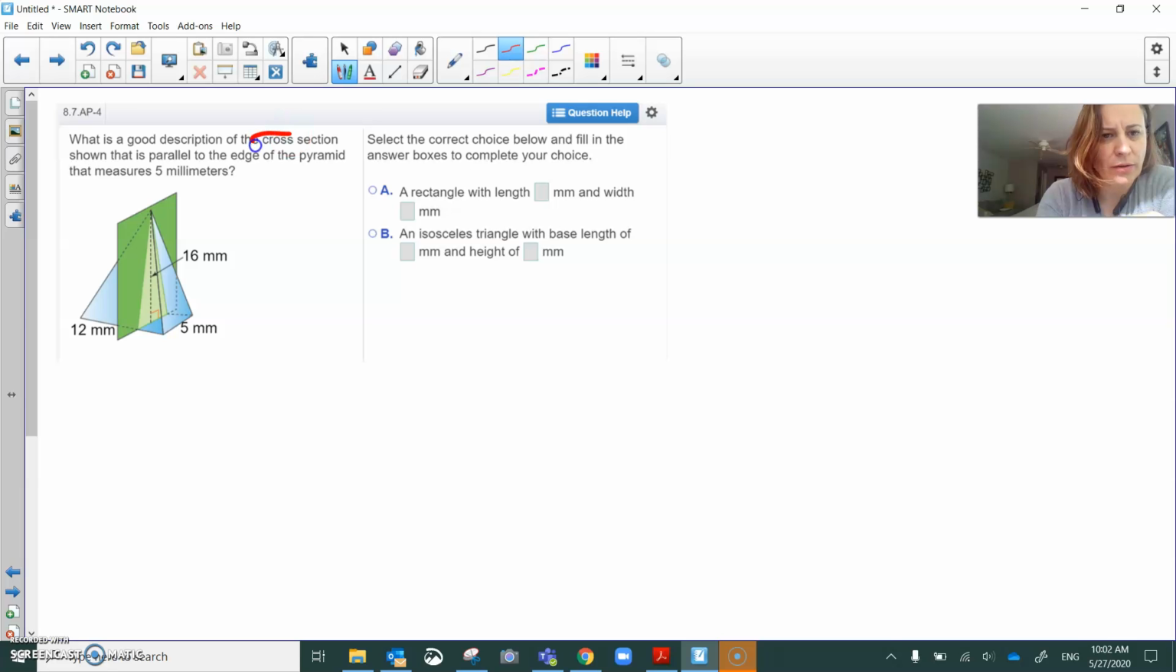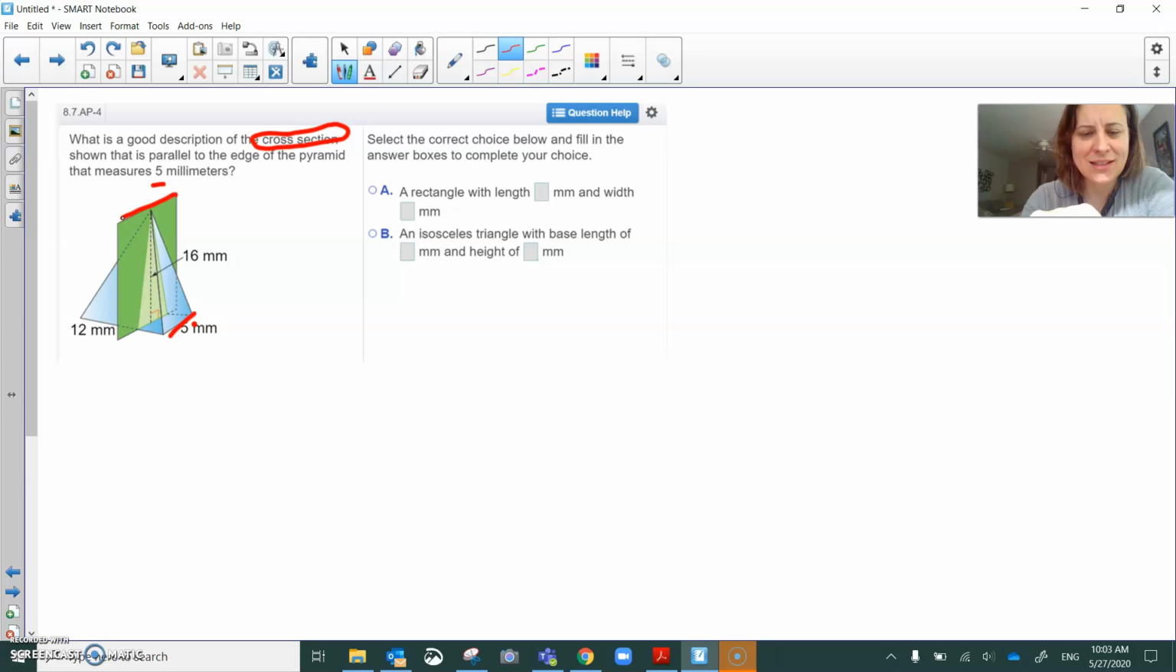Cross section, so it's going to be that steel plate slicing through this figure, parallel to the edge that's 5 millimeters. This is the edge that's 5 millimeters. So this green slicing metal piece is going to be parallel to that edge. When you take a cross section of a pyramid that is perpendicular to the base or parallel to the edge of the base, the figure that you get on the inside is a triangle.